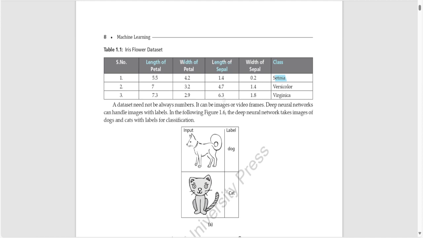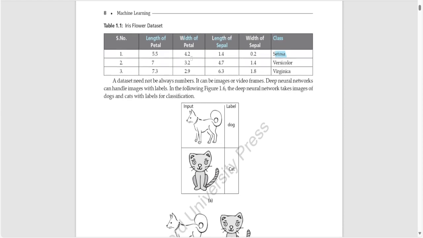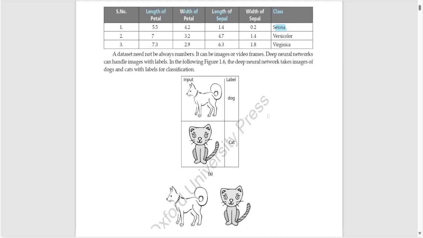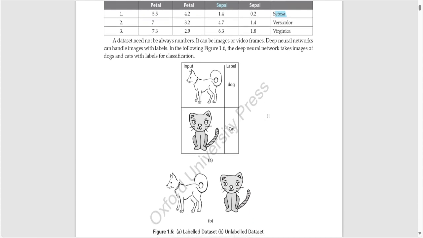So these are the independent attributes, and the class is a dependent attribute. So like this, the labeled data will be given to you, and then according to that, you have to use that in supervised learning.